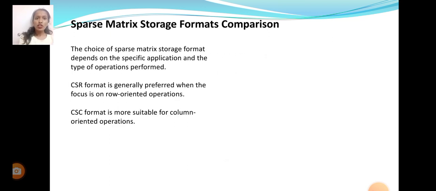Sparse matrix storage format comparison. The choice of sparse matrix storage format depends on the specific application and the type of operation performed. CSR format is generally preferred when the focus is on row oriented operations. CSC format is more suitable for column oriented operations.